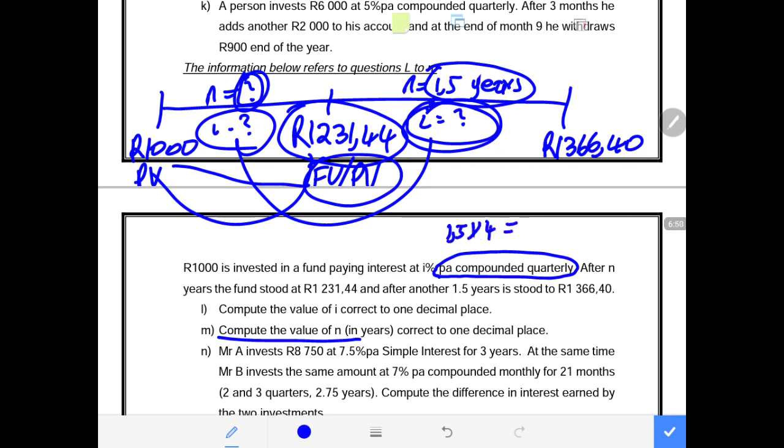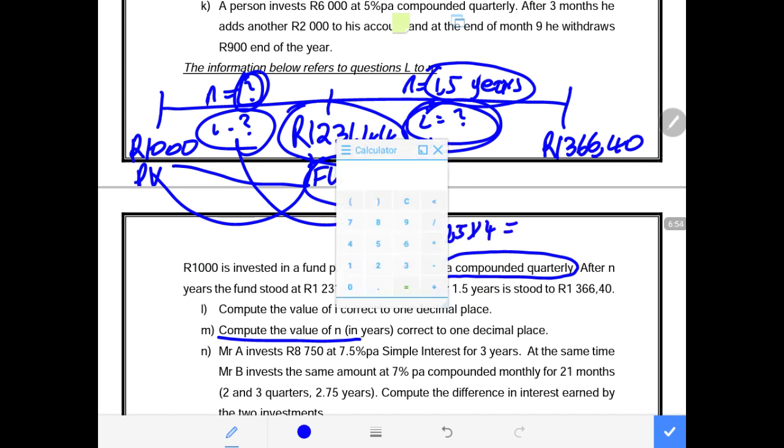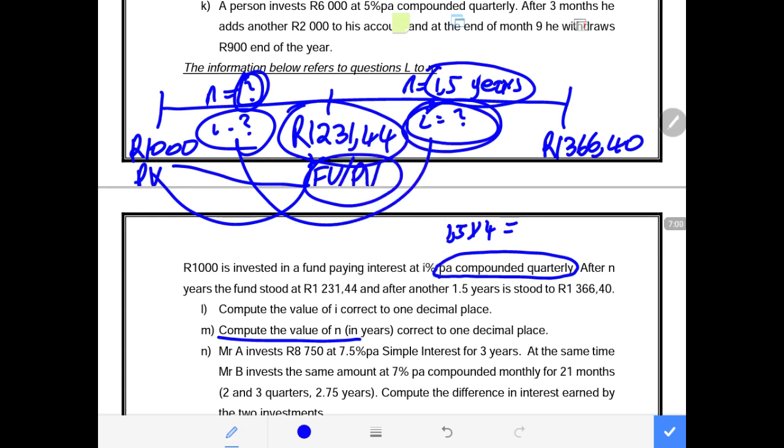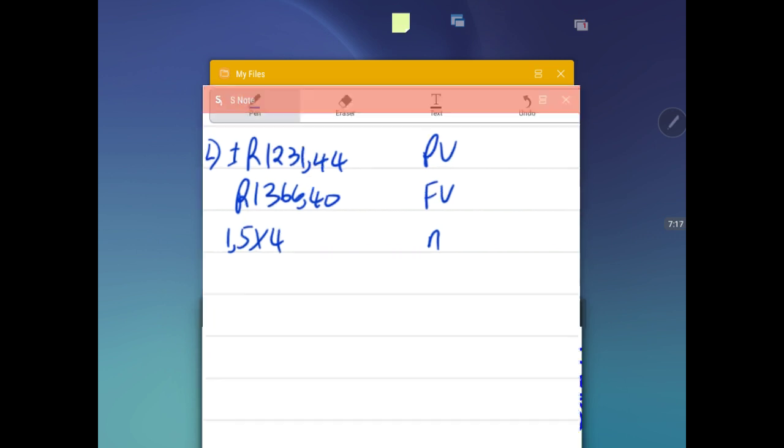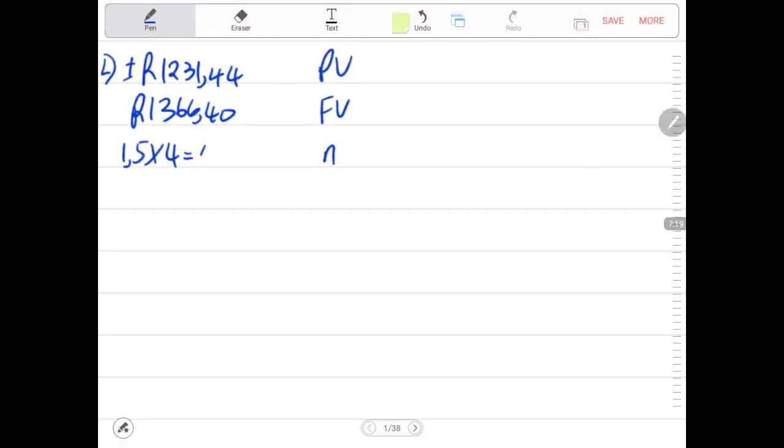And if we say 1.5 times by 4, let us use our calculator. 1.5 times by 4 will give us 6. That means the interest from 1,231 up until 1,666 rand 40 cents was compounded 6 times. N being the number of compounds, it was compounded 6 times. So our n is based on the number of compounds. So this will be 6.